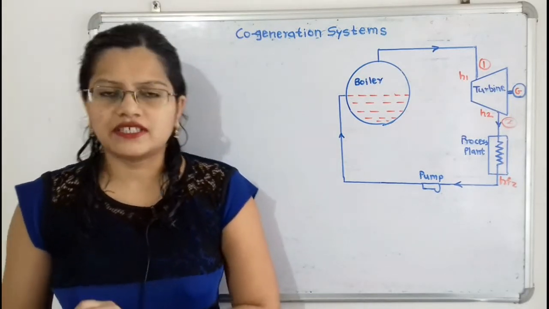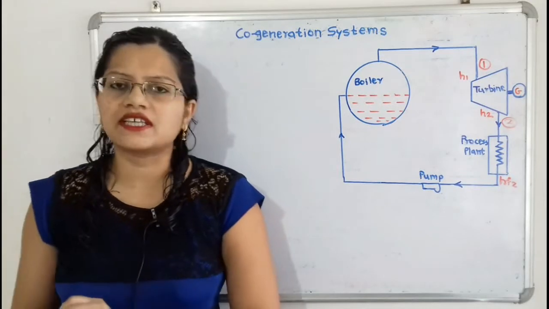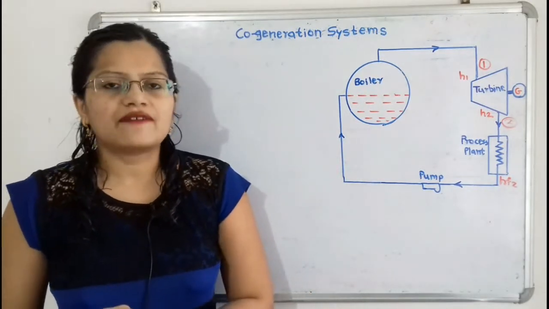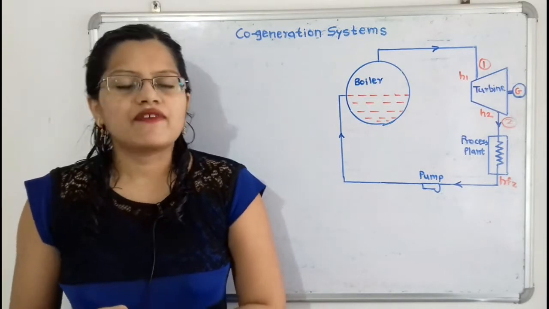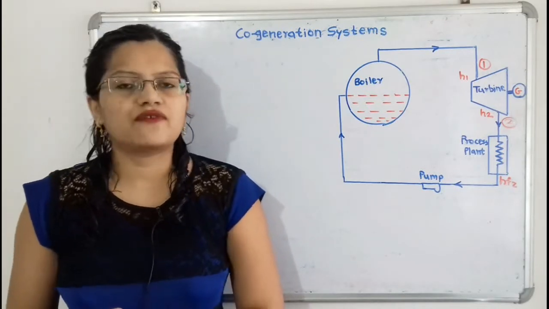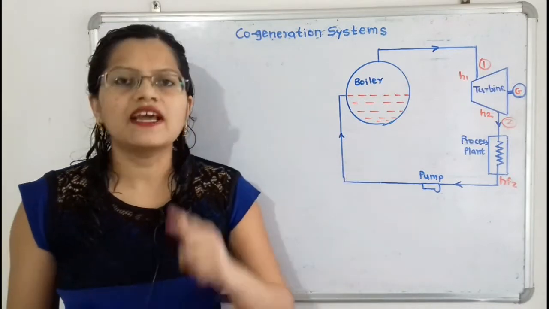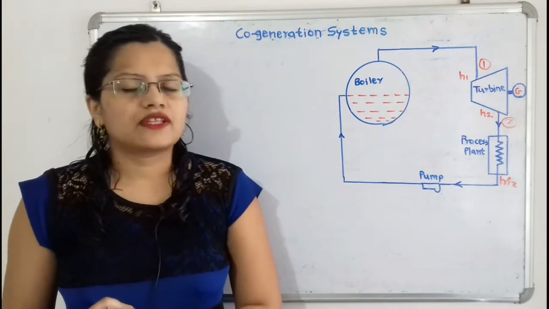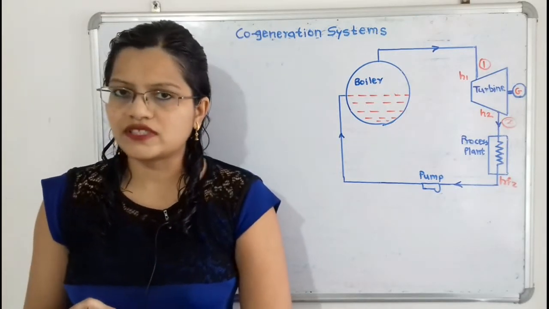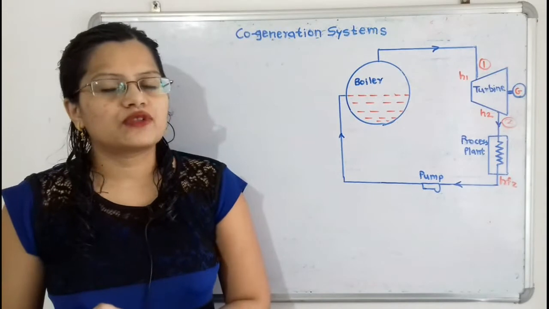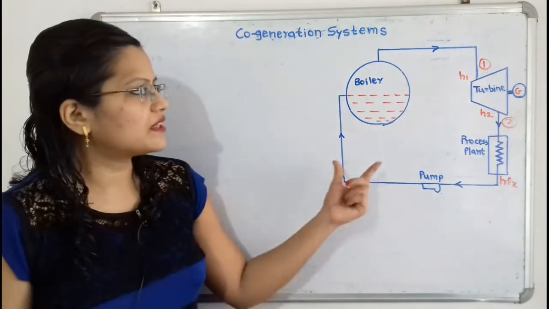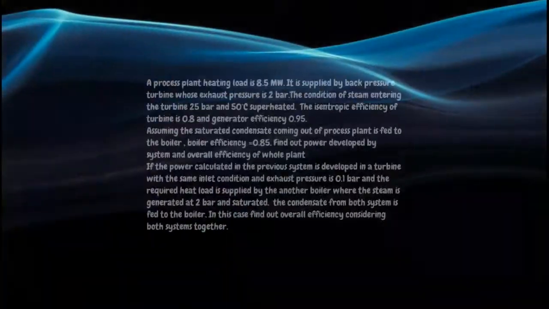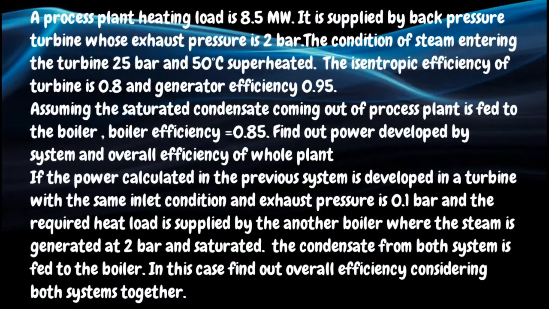Now the second question is how the efficiency is improved with the help of this cogeneration system. For that we will solve one problem. We will find the overall efficiency for the system with cogeneration and the system without cogeneration, then compare the overall efficiency of these two systems and find out how the efficiency is improved with the help of the cogeneration system. So first I will read the given problem.